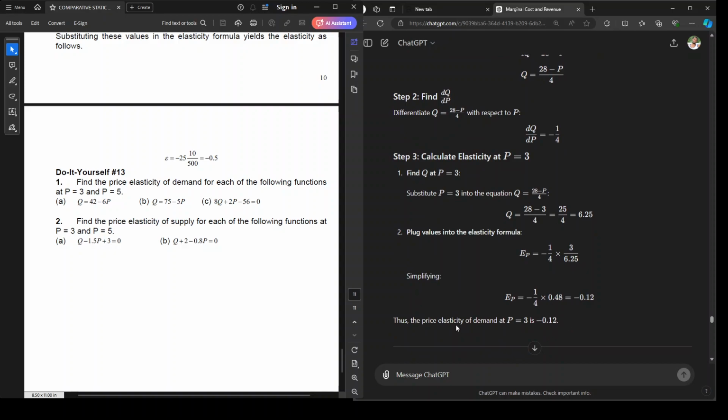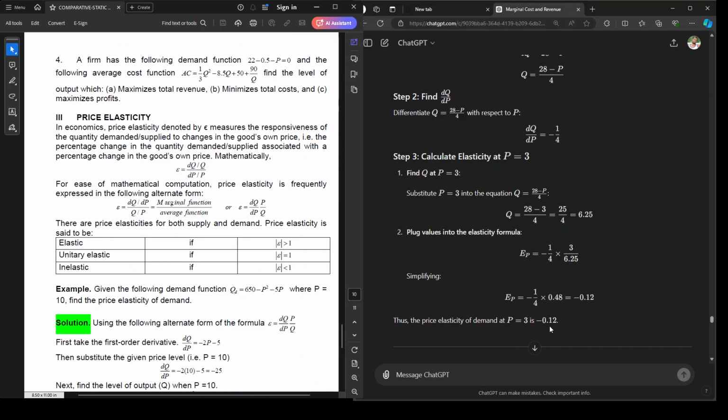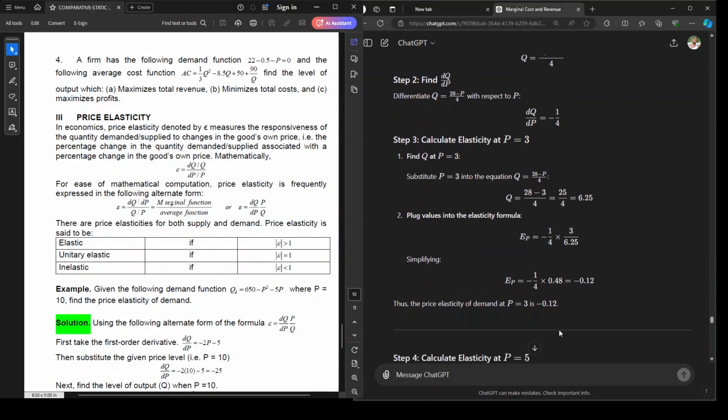That means when it is negative, when it is less than 0, sorry, it's negative. I thought it is supposed to be inelastic. That's the price elasticity of demand at P equals 3. Okay, at P equals 3 the price elasticity is 0 point something. This one is still inelastic.